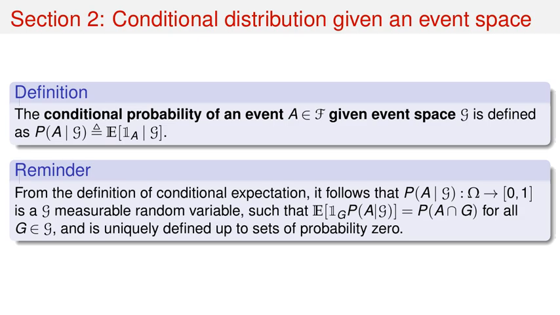From our definition of conditional expectation, it follows that this conditional probability P of A given script G is a script G measurable random variable mapping omega to the interval [0, 1]. It satisfies the averaging property: the expectation of indicator G times P of A given script G equals the probability of A intersect G for all G in script G. And it's uniquely defined up to sets of probability 0.